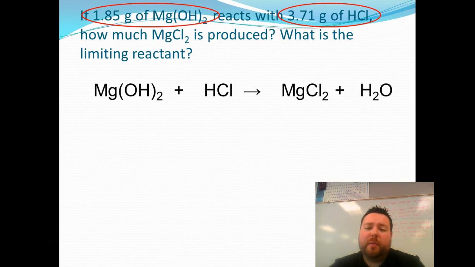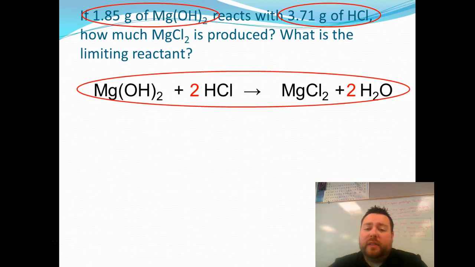Looking at our problem, we have two oxygens on the reactant side and only one oxygen on the product side, so we need to balance that out. In that process, we end up with a 2 in front of the hydrochloric acid and a 2 in front of the water. Now that we have a balanced equation, this is going to be very relevant information for us as well.